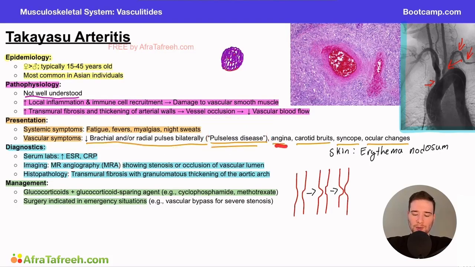Patient can also get symptoms of angina if they're not getting enough blood to the heart, carotid bruits if there's stenosis in the carotid arteries, syncope if we're not getting enough blood to the brain because we have stenosis in the arteries, and ocular changes as well for similar reasons.